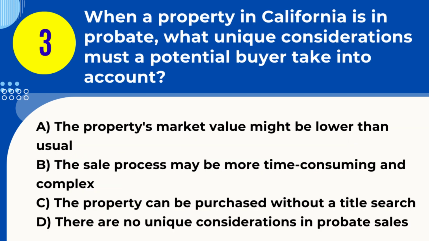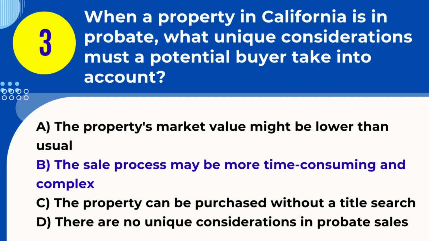Question 3. When a property in California is in probate, what unique considerations must a potential buyer take into account? A. The property's market value might be lower than usual. B. The sale process may be more time-consuming and complex. C. The property can be purchased without a title search. D. There are no unique considerations in probate sales.